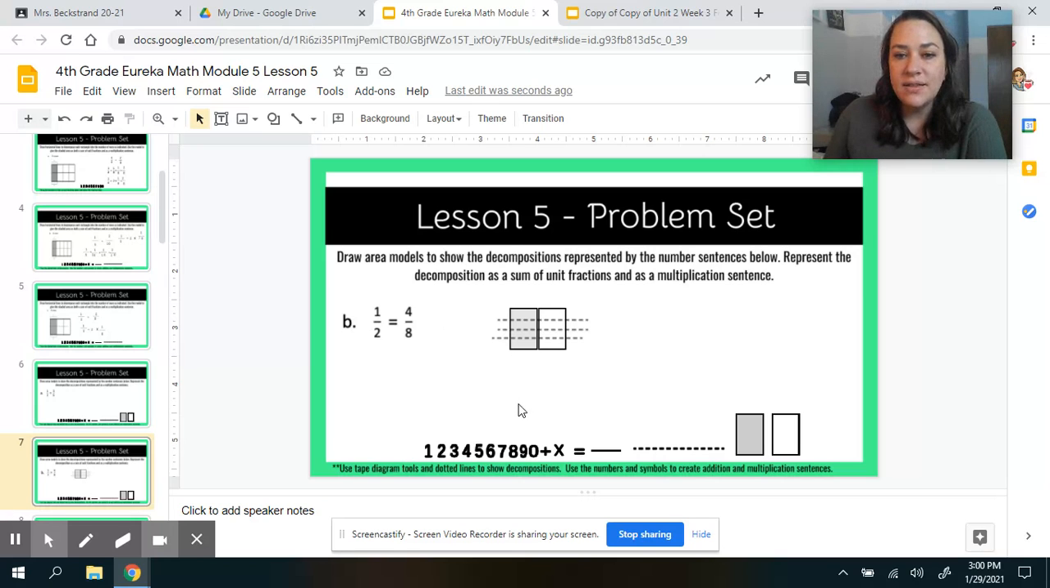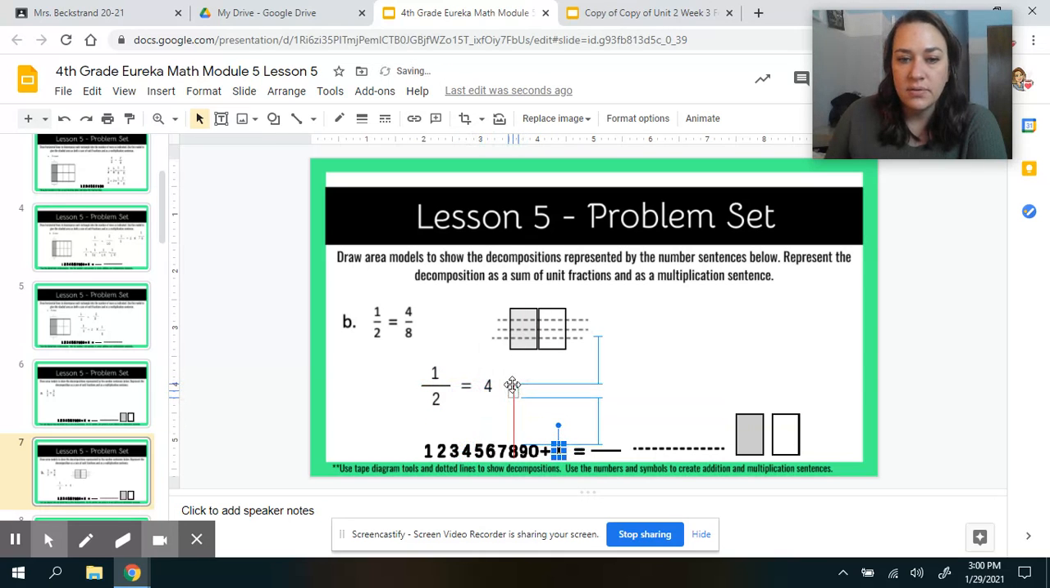So if we want to write this as a multiplication sentence, we would say 1/2, and we're working with eighths as our new unit, right? And how many eighths did we have? We had 4 total. So we could say that 1/2 is equal to 4 times 1/8. And that's going to give us that 4/8.